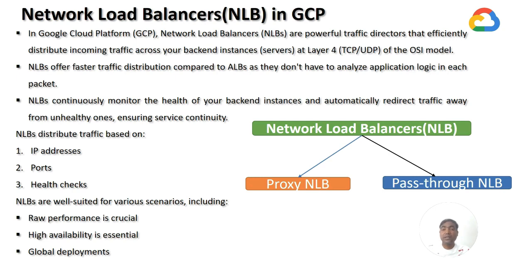Some scenarios for network load balancer: raw performance is crucial. It means, guys, applications requiring the fastest possible response time with minimal overhead, like streaming service or real-time data processing. High availability is essential. You need to ensure service continuity even if individual backend instances fail, with automatic failover to healthy ones. Global deployment: serve users across different regions efficiently with traffic.